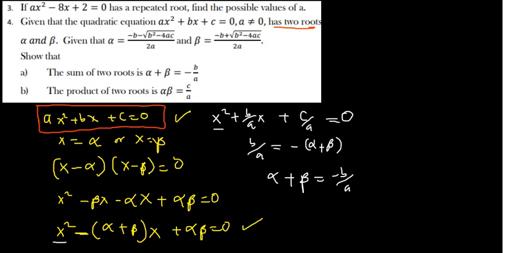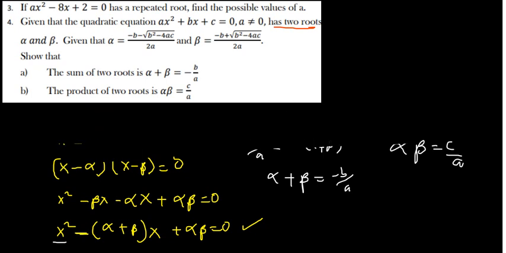And then we can also compare the product. This is the product. It should be equal to the product from this equation. In other words, this is a constant. It should be equal to the constant in that other equation. So this gives us that alpha times beta is equal to c over a. And those are the two things that you've been given.